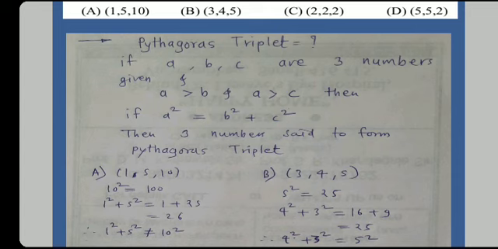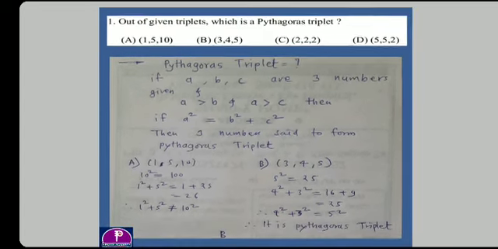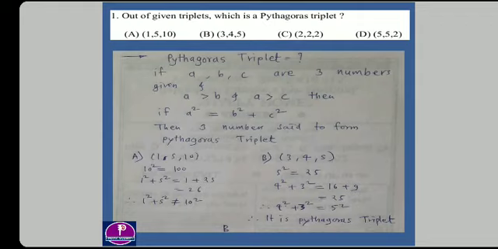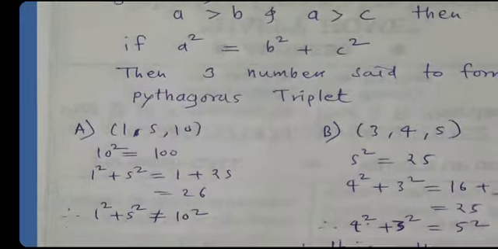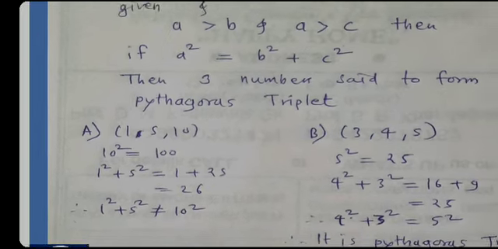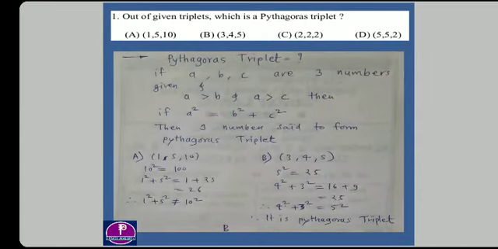So in this type of problems or questions, we have to take the options given and find out by trial and error method which is a Pythagorean triplet or not. So we will go for the first option. Here the highest number is 10, so take 10 square and take the sum of squares of the remaining two numbers, and it is coming 26. That is, 10 square is not equal to 1 square plus 5 square, so it is not a Pythagorean triplet. Then go for option B.